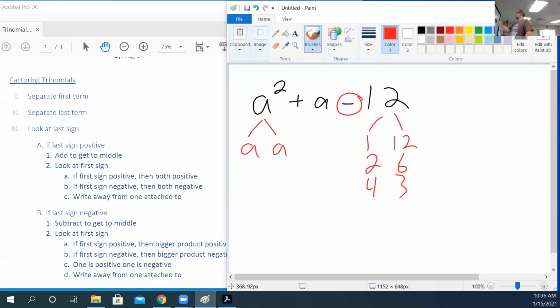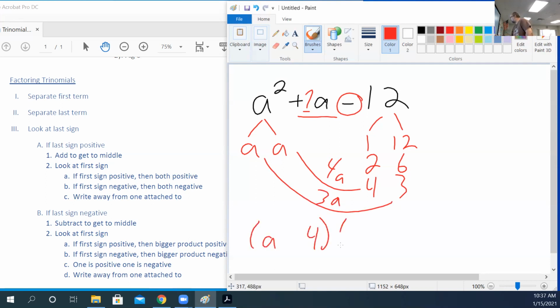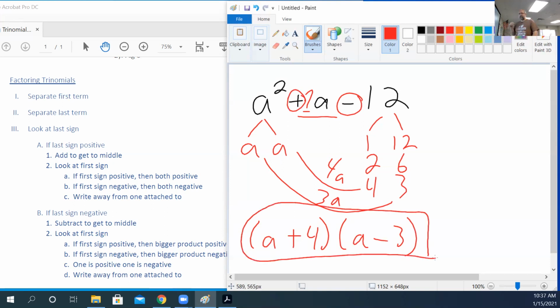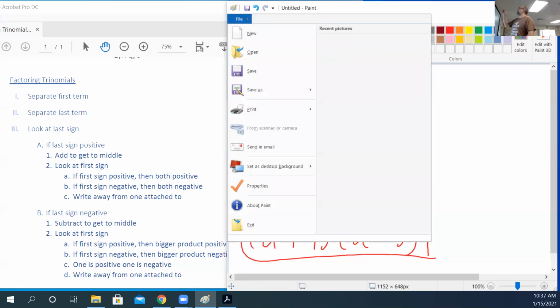So the middle term is basically 1A. So it's going to be 4A minus 3A to make it work. So A 4, A 3. And since the first sign is positive, the bigger number is positive, other one negative. There's your answer. Good job. All right, next one.